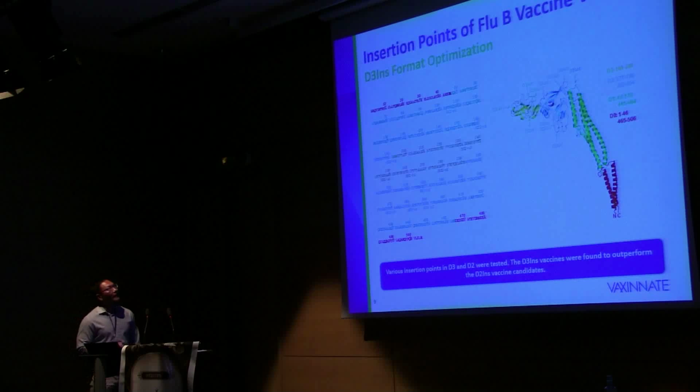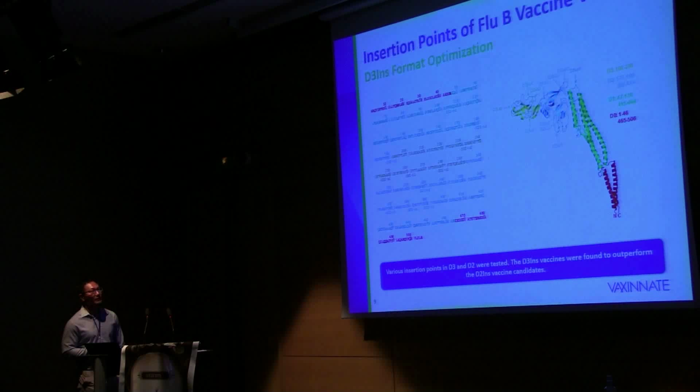So in order to find the best insertion point, we constructed numerous constructs that have insertion points in both the D3 domain and D2 domain, and also included one in the D1 domain. All the insertion sites are in the looped region. Theoretically, they would allow the HA head to fold independently. Also, they wouldn't affect the flagellin folding.